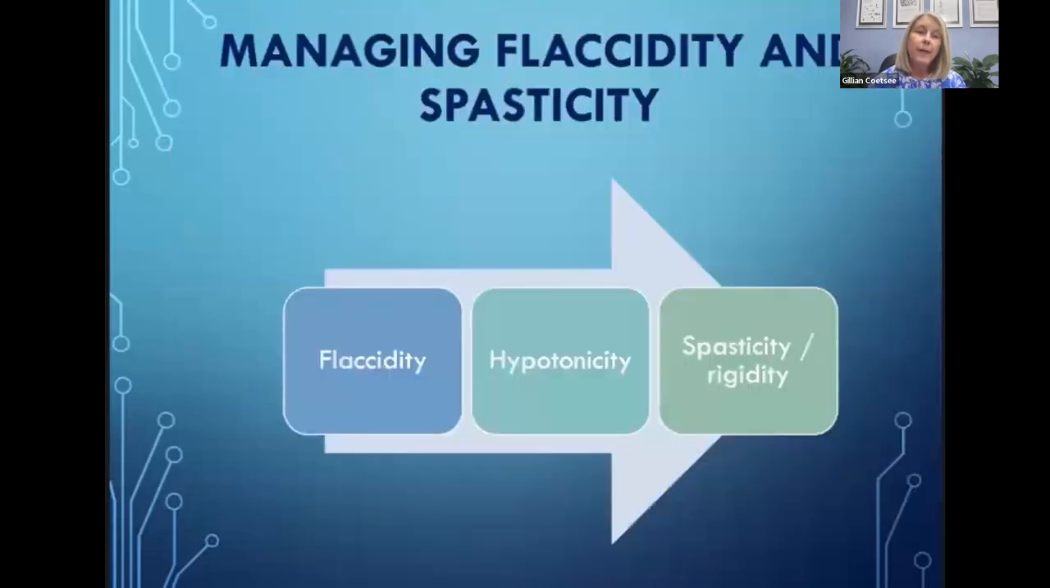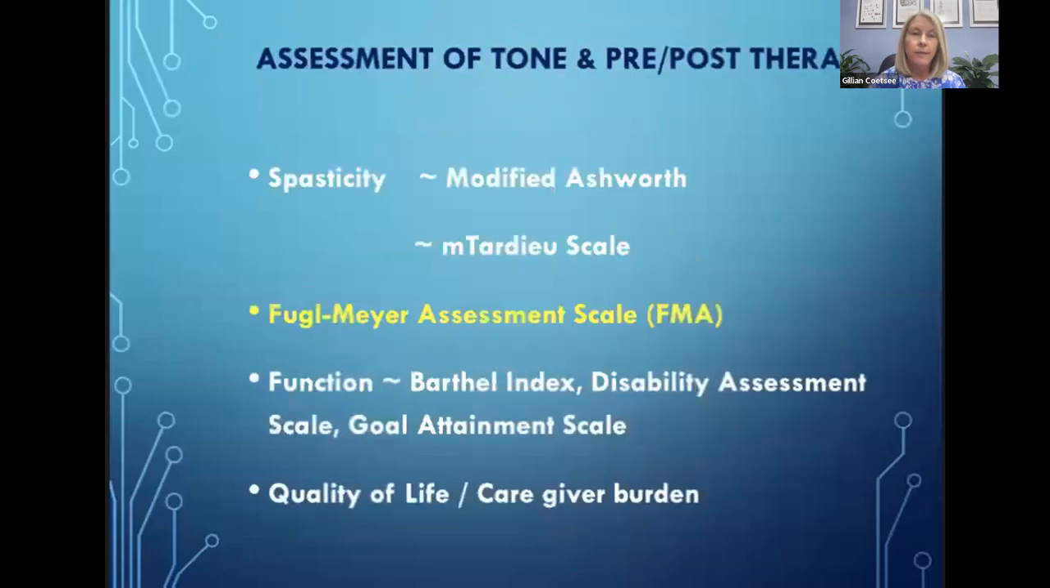Always remember that there's no one either flaccidity or spasticity, it's a continuum. And generally, people start out as flaccid, progress to hypertonicity, and then slowly to hypertonicity with spasticity and rigidity. And there's varying degrees of that as well. So how are we going to set about treating this if we don't assess it first?